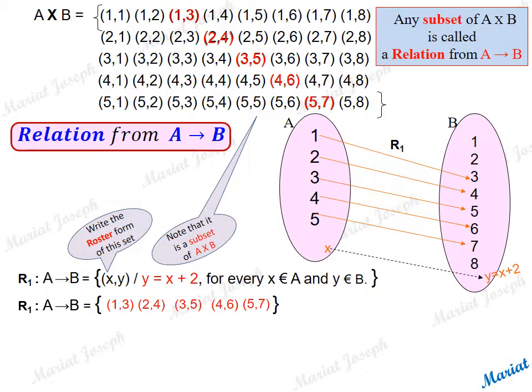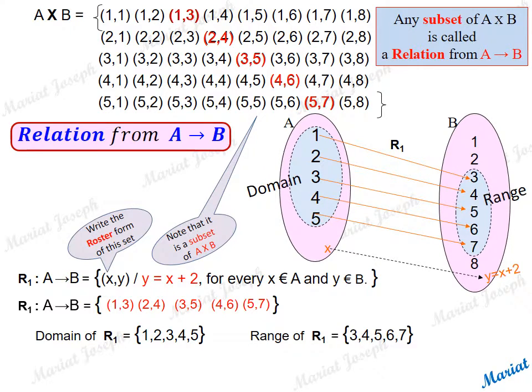Now, all the elements of the first set involved in the relation, whose images are calculated, are called the domain of the relation, and all the elements of set B which are involved in the ordered pairs, this set is called the range. So the domain is the set {1, 2, 3, 4, 5}. The range of this relation is the set {3, 4, 5, 6, 7}. And the second set B is called the codomain also.